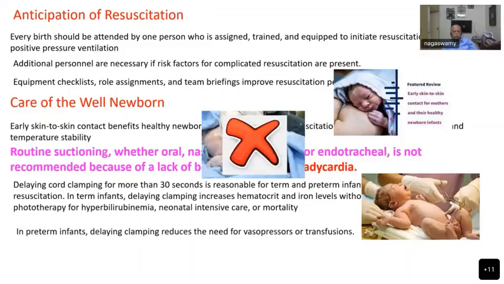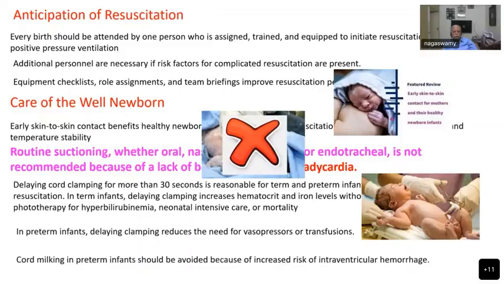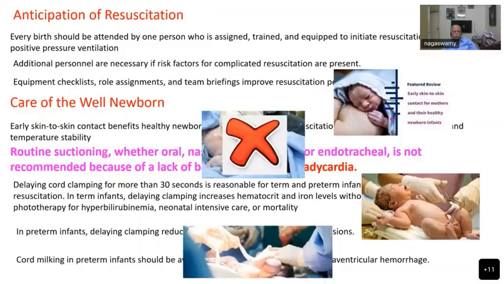Then milking the cord should not be done. That is another thing that they say. Cord milking should be avoided. So previously, all the senior nurses used to squeeze the cord and then try to clamp it, thinking that they are pushing more blood. That is not recommended now.